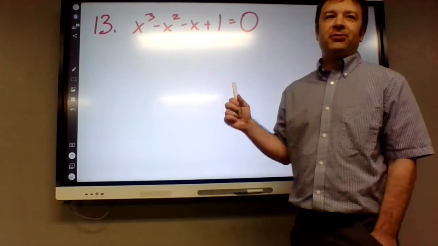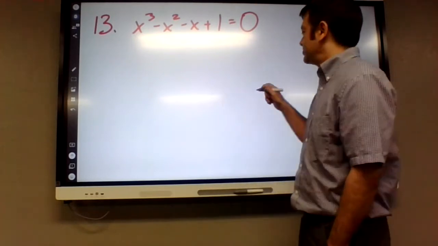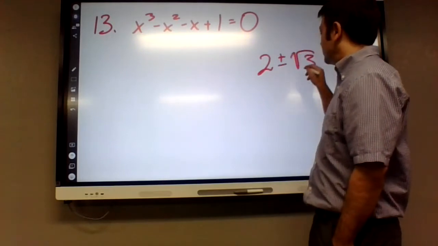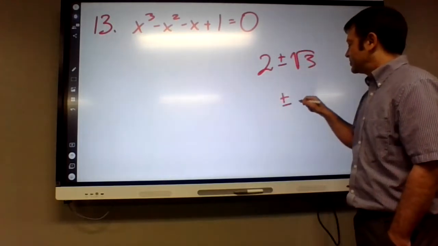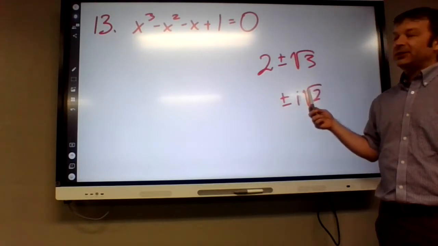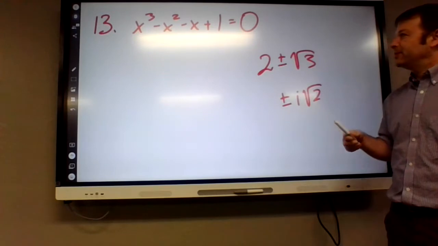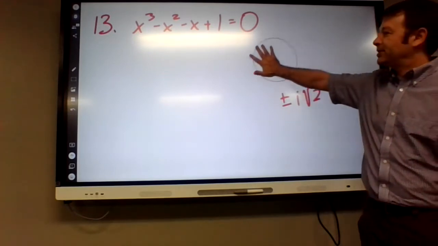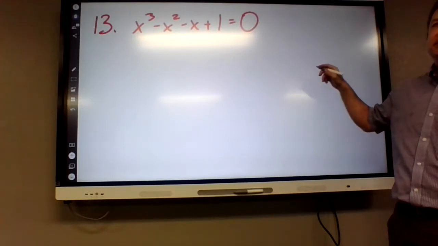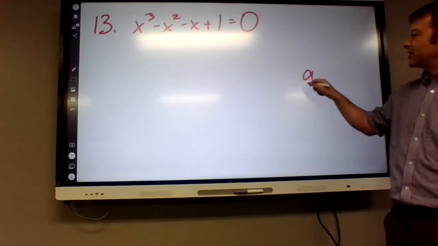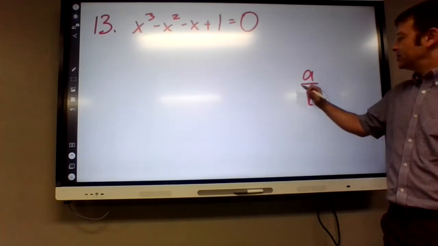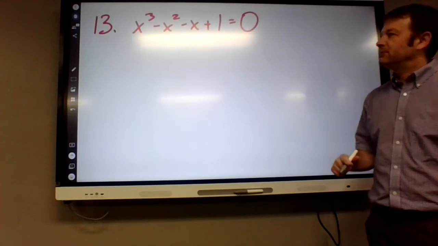Another way, so this only works if there's rational answers. If your answer is something like 2 plus or minus square root of 3 or plus or minus i square root of 2, these answers are not rational, and this trick would not work to find them. But on these problems, this trick will work. 'Cause rational answer, you guys remember what rationals are? Something that can be written as a over b. No square roots, no imaginary. So, anyways.